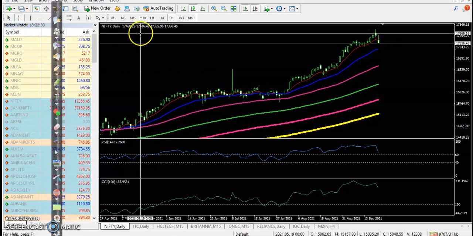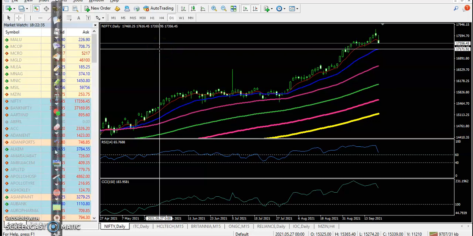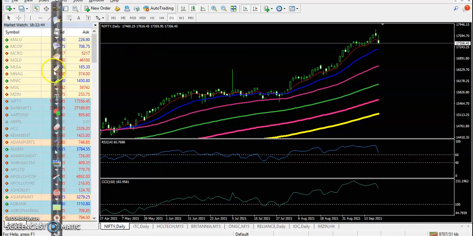Alright, if you look exactly here, you can see the 20 moving average is near 17,170. So we are expecting that price may give a correction from this area and rebound from the 20 moving average, or it may retrace, so we can say a pullback near moving average 50 or 20.